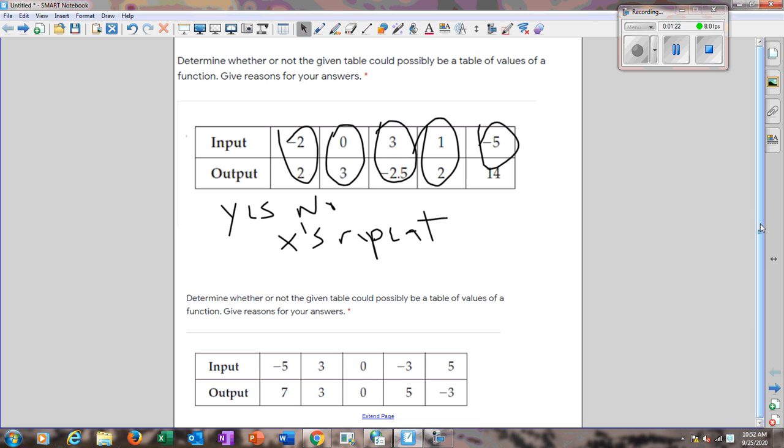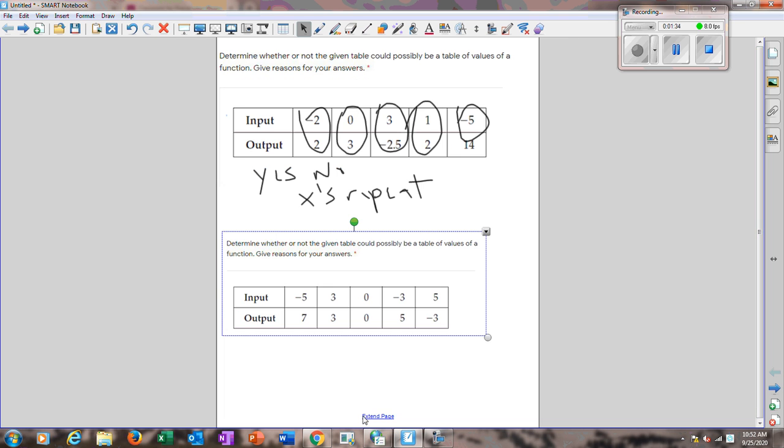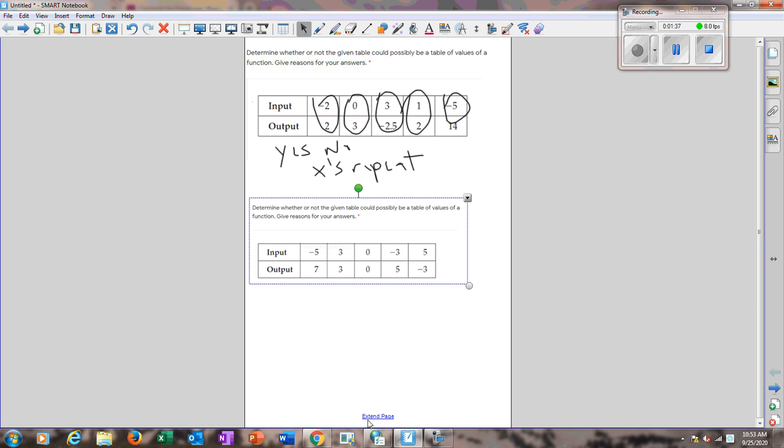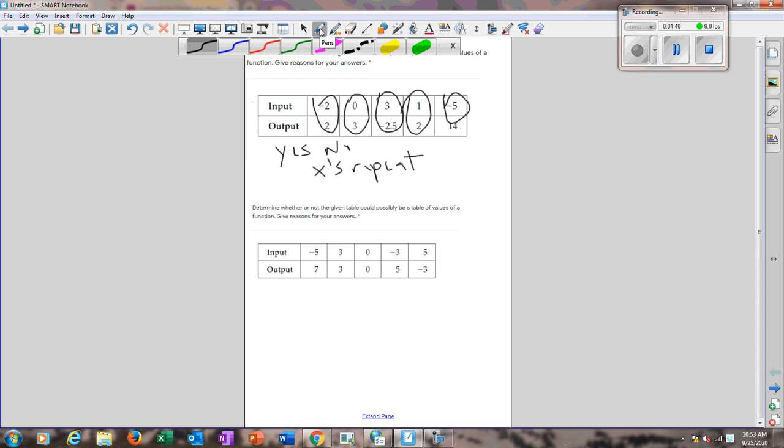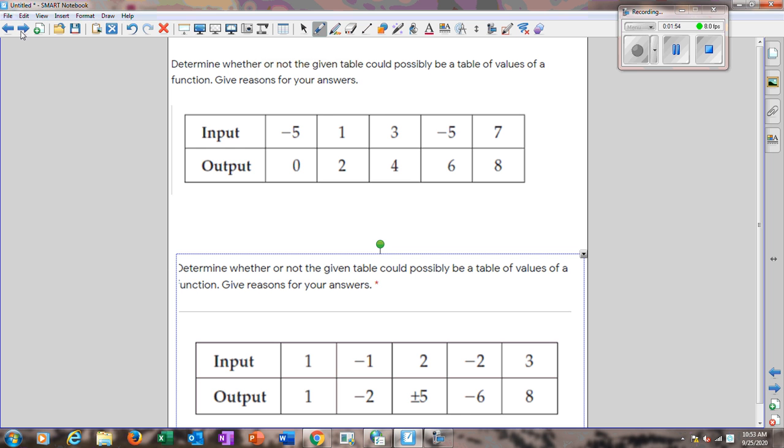Okay, let's look at the next one. For the next one, we have negative 5, 7, 3, 3, 0, 0, negative 3, 5, and 5, negative 3. Again, none of our x's repeat. So this would be yes also. So that's the first two.